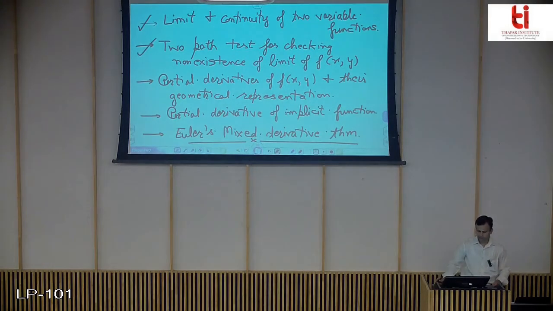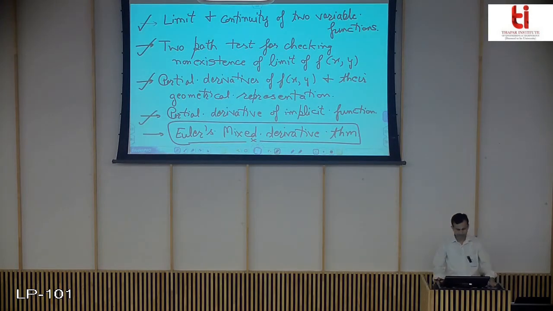The two-path test for checking the non-existence of the limit of function f(x,y). Then we did the partial derivatives of f(x,y) and their geometrical representation. Also we did partial derivatives of implicit functions, and some examples related to these. And the final topic related to this is Euler's mixed derivative theorem that we are going to do today, and also we will be starting the chain rule in today's lecture.